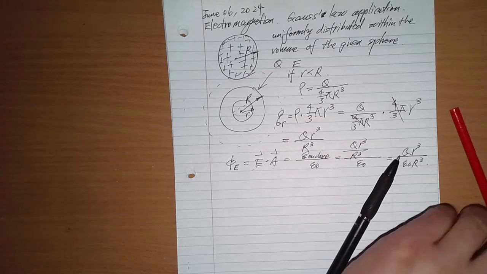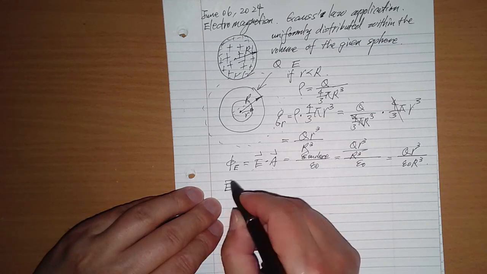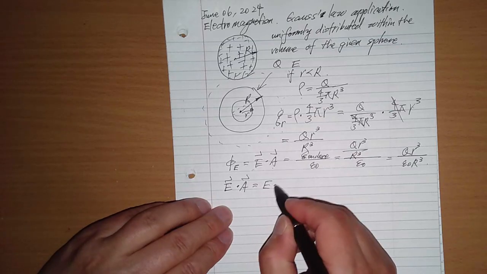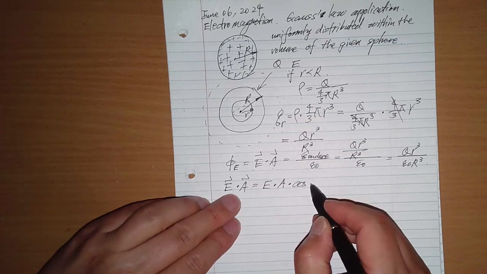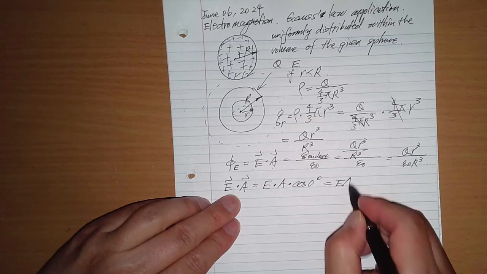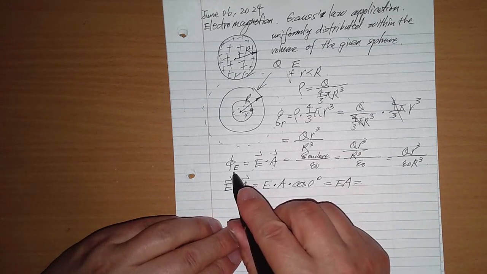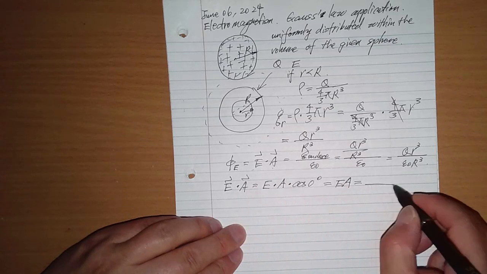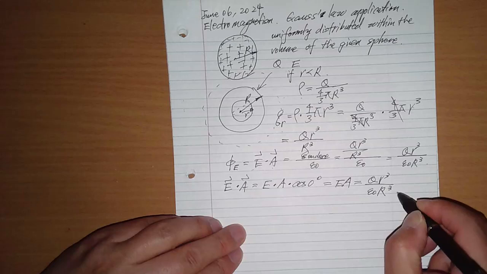So E dot A is equal to the magnitude of E, magnitude of A, cosine of the angle between them, and that indeed is EA, right? And then that equals what? Based on the calculation right here, that is Q r cubed over epsilon 0 big R cubed.